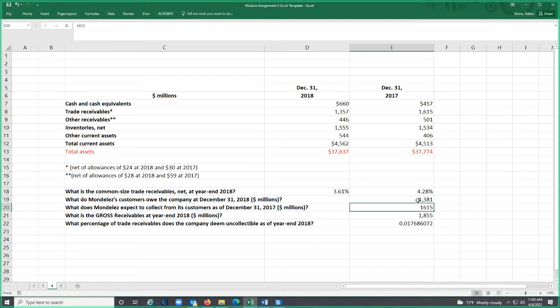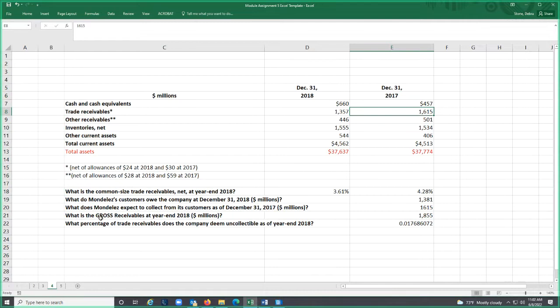The next question, what does Mondelez expect to collect from its customers in 17? How much is it going to collect? Well, it's just going to collect this because that's already net of the allowance. So I didn't need to do any calculations on that one. I just need to know that that's how much they're expecting to collect. And by the way, trade receivables basically is from the customer.